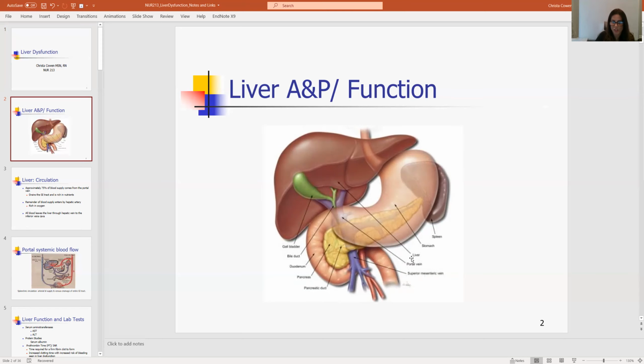All that gut circulation comes up through the portal vein and feeds the liver. The other 25% of the liver's blood supply comes from this red artery here, which feeds the liver. It's oxygenated blood.